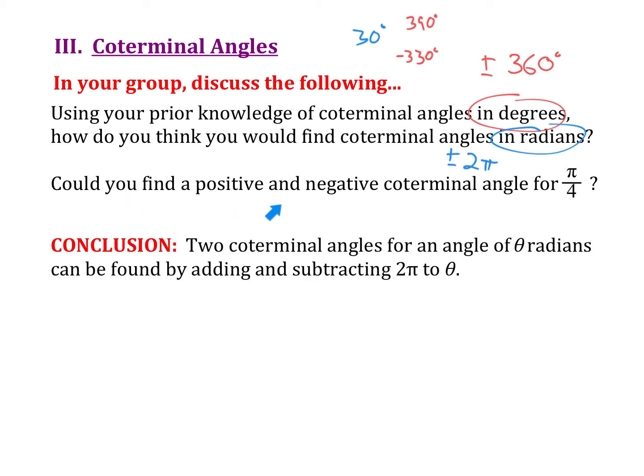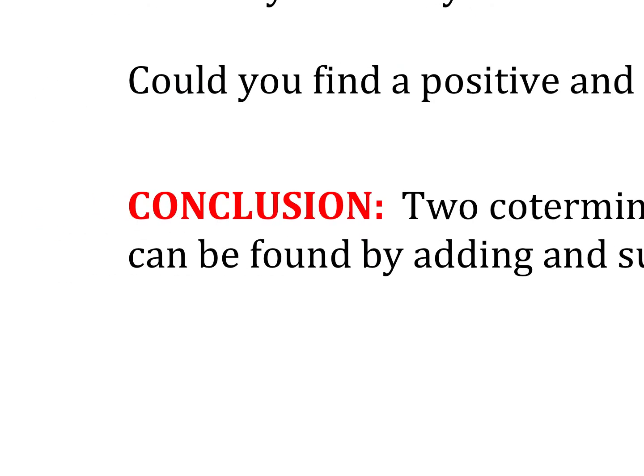So this is saying, could I find a positive and negative coterminal angle for pi fourths? Well, I could by adding, subtracting 2 pi. Or if you're totally terrified of radians, and I do not recommend doing this, you could convert this to degrees, find your two coterminals, and convert them back to radians. But that's too much work. So I'm going to do pi over 4 plus 2 pi, and pi over 4 minus 2 pi.